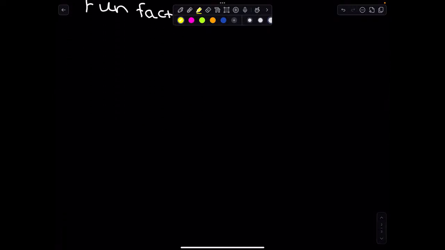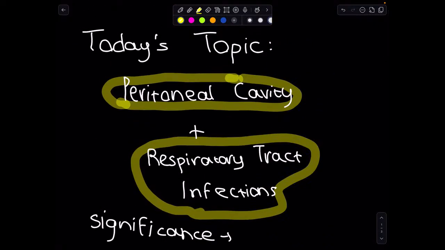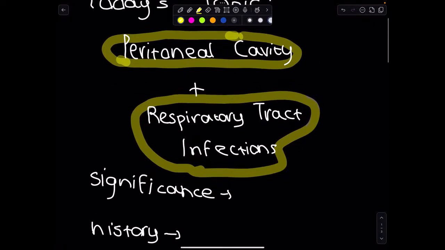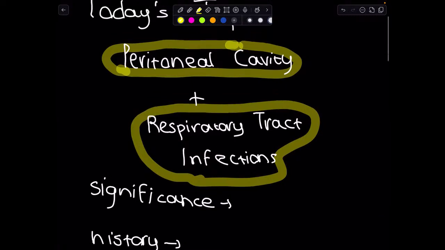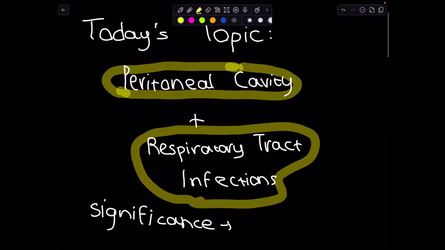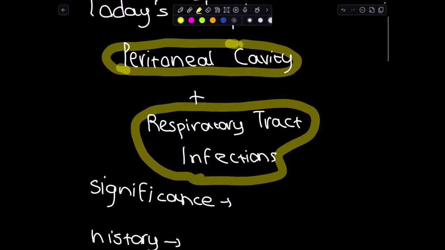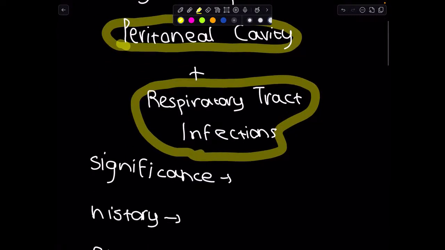Okay, so let's kick things off with today's topic then, shall we? Let's start with why, as a doctor or as a patient, it's good for us to know about the peritoneal cavity and why it's good for us to know about the respiratory tract infections. So, ChatGPT, could you address this? Why is it important to know about the peritoneal cavity as a patient or doctor? Why is it important to know about the respiratory tract infections?